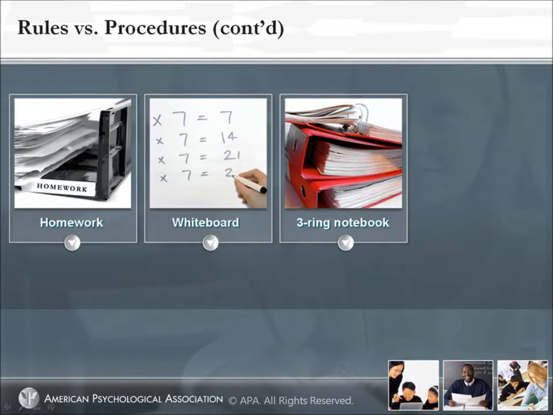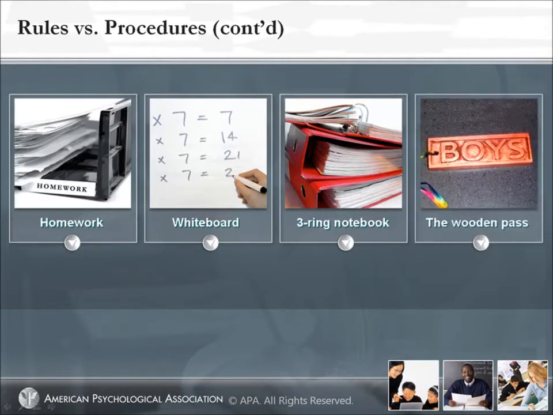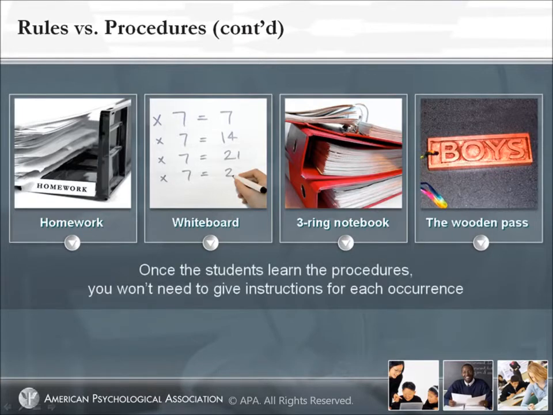One person may go to the restroom at a time. The wooden pass is kept by the coat rack and must be returned to that spot when the student returns to the classroom. Once the students learn the procedures, you won't need to give instructions for each occurrence.